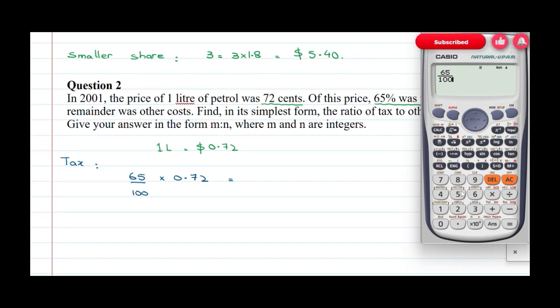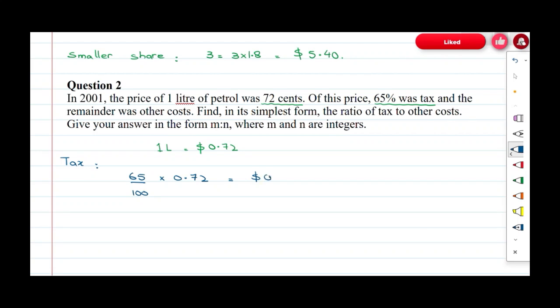Okay, let me calculate this. 65, to remove percentage divide by 100, of 0.72, which is equivalent to $0.468. This is the tax.